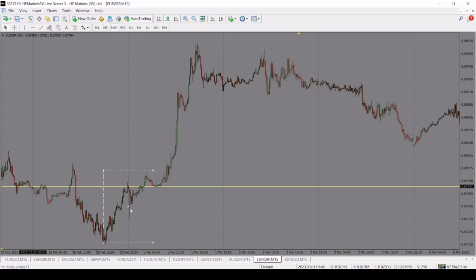In this case, if we count these levels, we can see that we had the first one, the second one, and then the third one. Like this: first level, second level, third level. And the third level actually coincided with the US session. So our entries were going to be seen at yesterday's high.